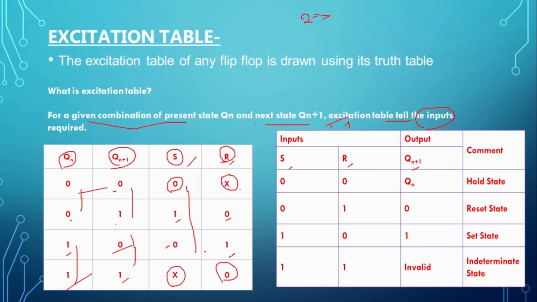afterwards 0, 1, 0. And what is meant by the excitation table is one of the important 2-mark questions asked in your university exam.